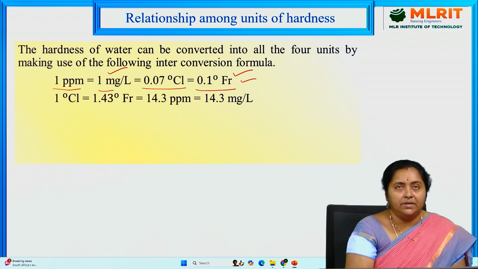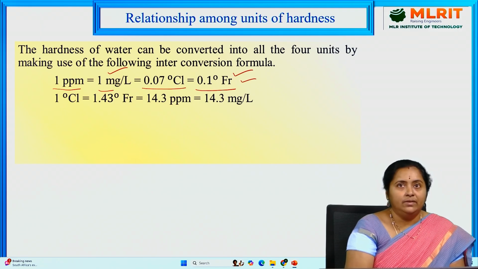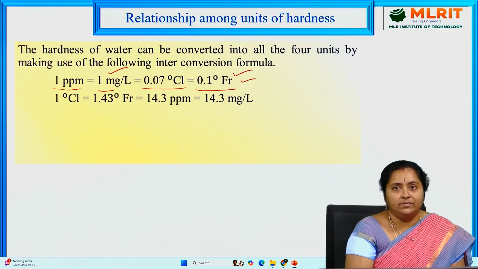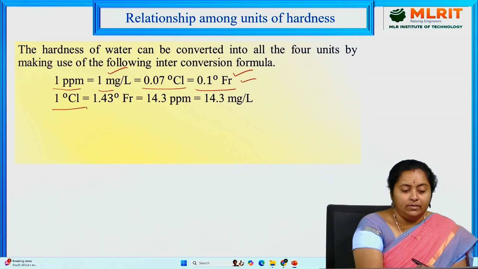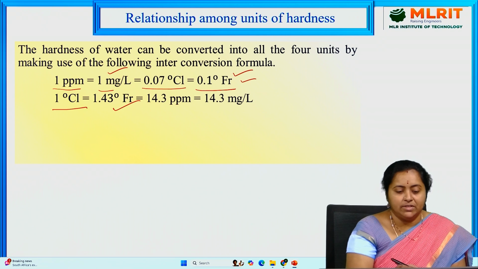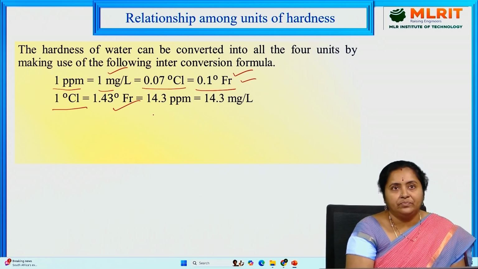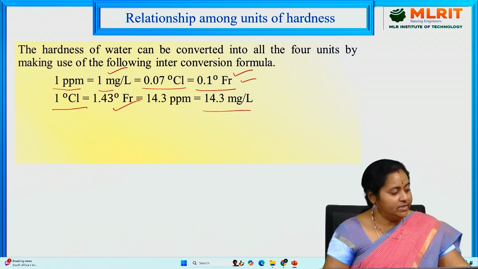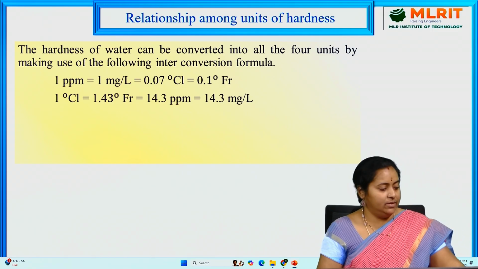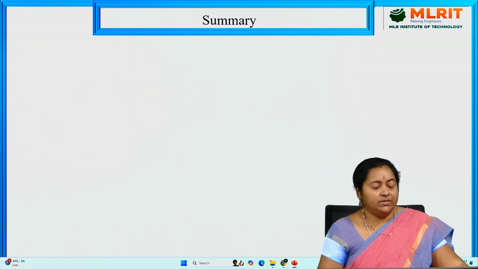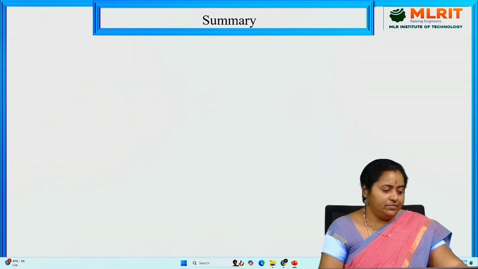We have to keep it in mind while doing the numerical part related to determination or estimation of hardness of a given water sample. Or if I know 1 degree Clark, I just want to convert in terms of French. Then 1 degree Clark is equal to 1.43 degree French, and this is equal to 14.3 ppm. That means 1 degree Clark in terms of ppm is equal to 14.3 ppm. Both are the same, 14.3 milligrams per liter. So we have to keep these interconversions in mind so that we can easily do the determination or estimation of hardness of a given water sample.